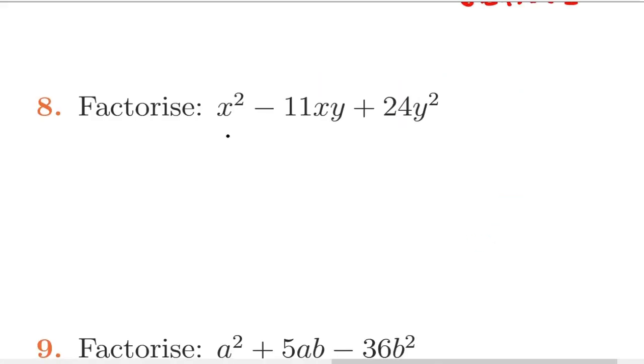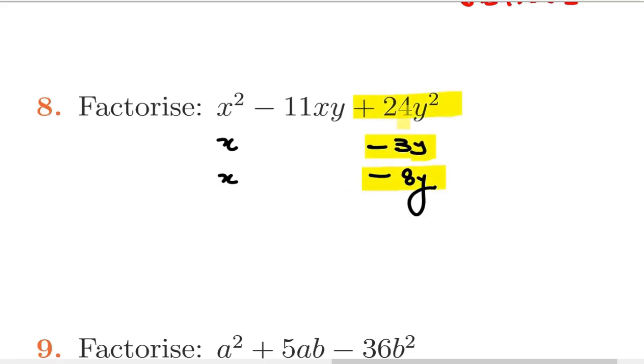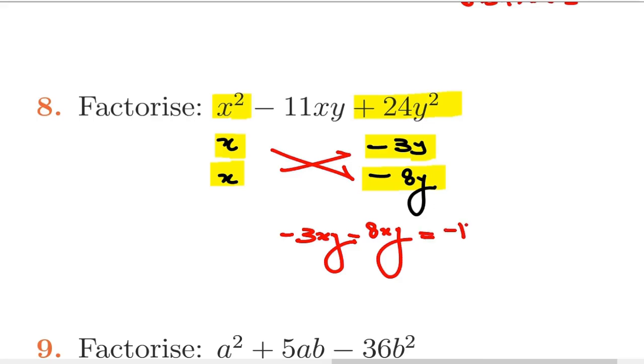Number 8. Let's split this as x and x. Here, 3 times 8, right? Look, let's write 3y and 8y. Their sum is 11. Since it's negative, let's put a minus sign on both. The product of this and this gave us this. The product of this and this gave us this. Here we got minus 3xy and here minus 8xy, so the middle term is minus 11xy.